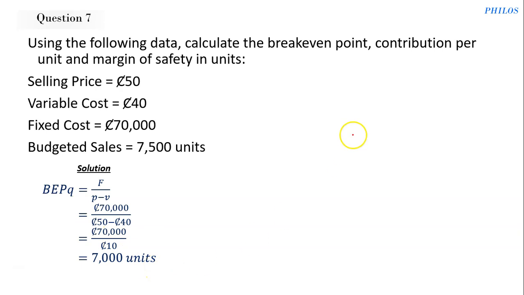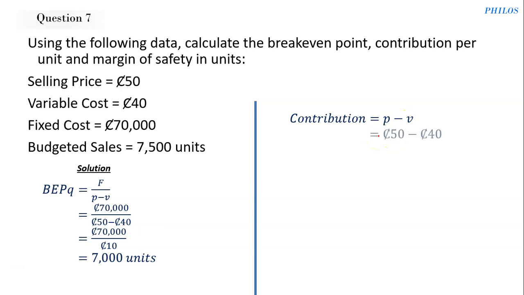Okay. Then the question is also asking for contribution per unit. The formula for contribution per unit is price per unit minus variable cost per unit. So that will be 50 minus 40, and that will give us 10 cedis. So the contribution per unit is 10 cedis.